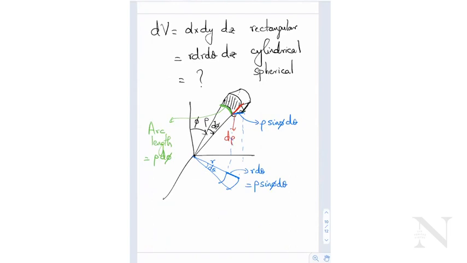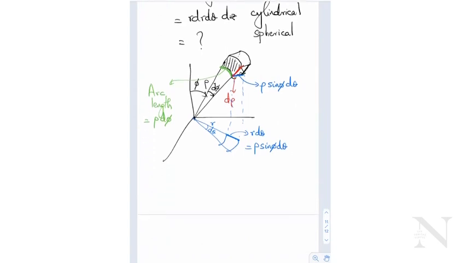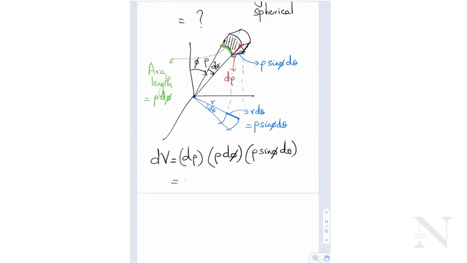Okay, so the overall volume of that three-dimensional chunk you see up there is going to be the product of all these three: the red one, the blue one, and the green one. So dv is equal to d rho. That's the easy one. That's just an extension of the radius, times rho d phi, times rho sine phi d theta. If you multiply these together, you get rho square sine phi d rho d phi d theta.